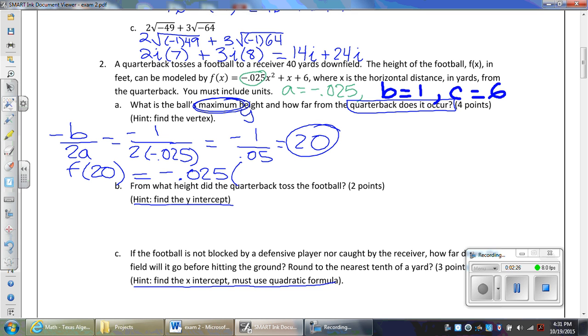And you need to show me at least substitution. After that, I'm okay with you using the calculator. So then you should get something like 16. Is that what you guys got?